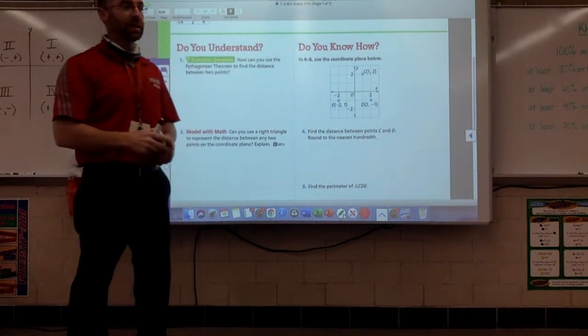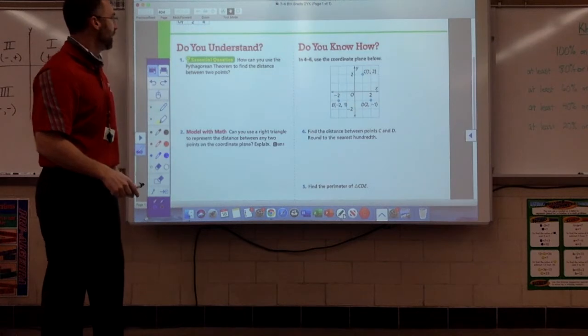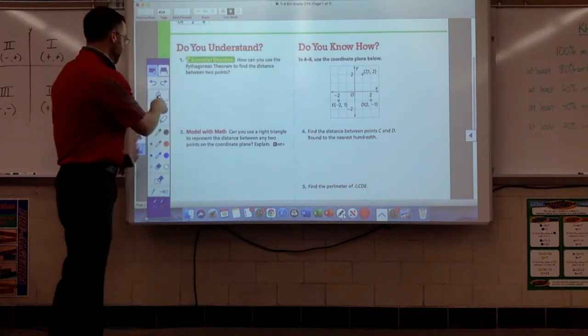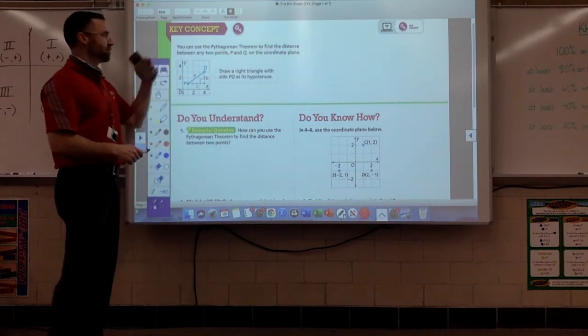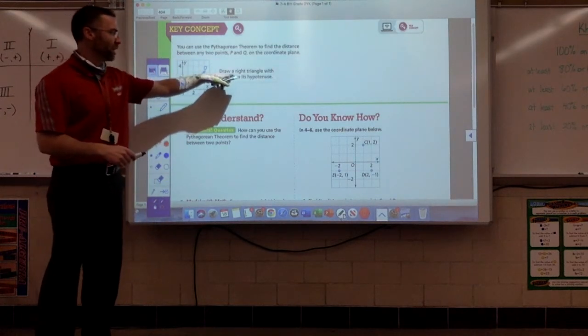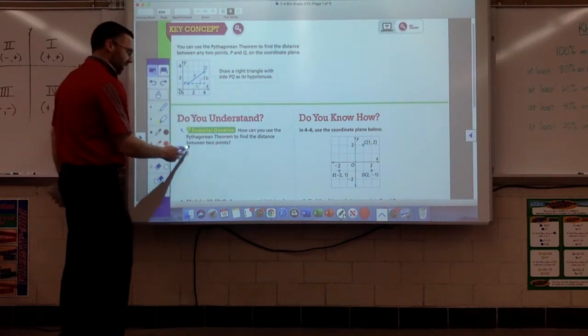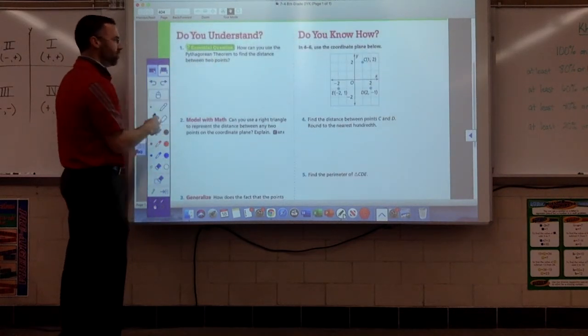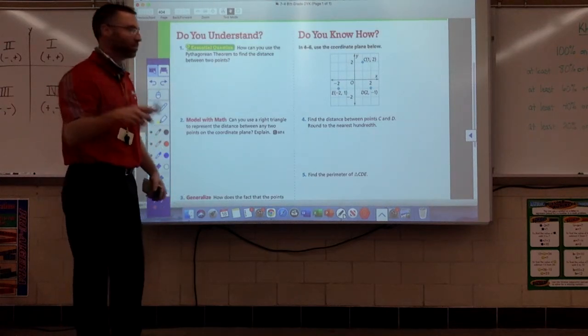Bingo! Here we go. Key concept 7-4, distance on a coordinate plane. Page 404 in your book. If we look up there at the top, you can use the Pythagorean theorem to find the distance between any 2 points. Draw a right triangle as the hypotenuse. Number one, how can you use the Pythagorean theorem to find the distance between any 2 points?